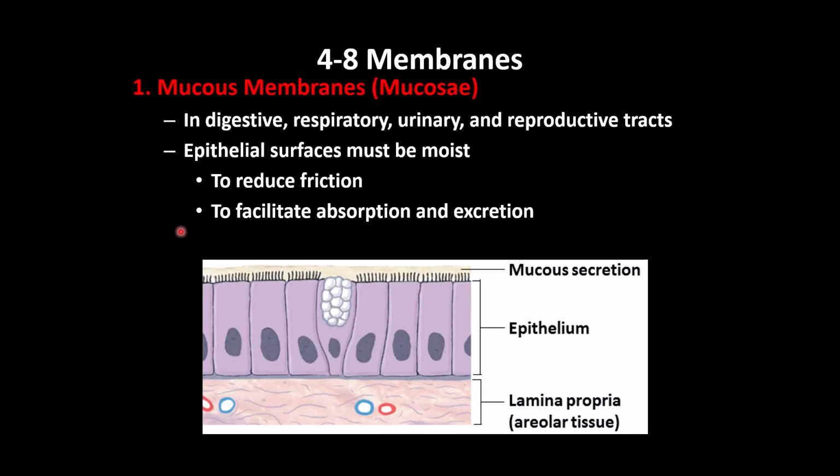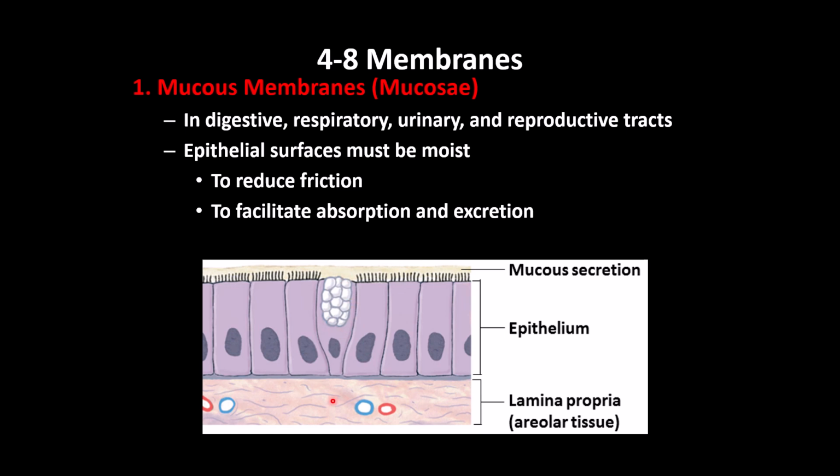The first one is called the mucous membrane, and they cover the walls of hollow organs, such as the gastrointestinal system, respiratory system, urinary, and reproductive system. If you look at it here, you can see two different types of tissue. One is epithelial tissue, the other one is connective tissue. Here the epithelial tissue is simple columnar epithelium. It contains some mucus glands, so the goblet cells are there.